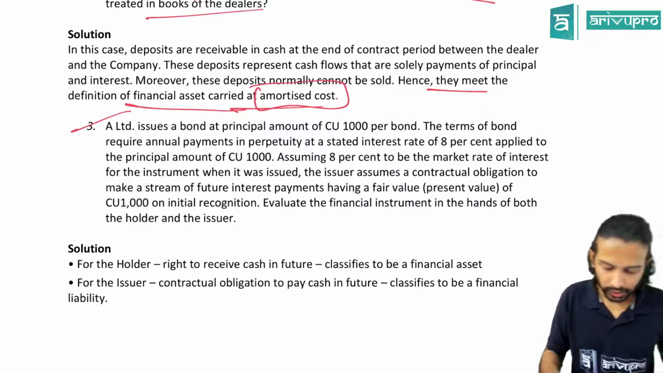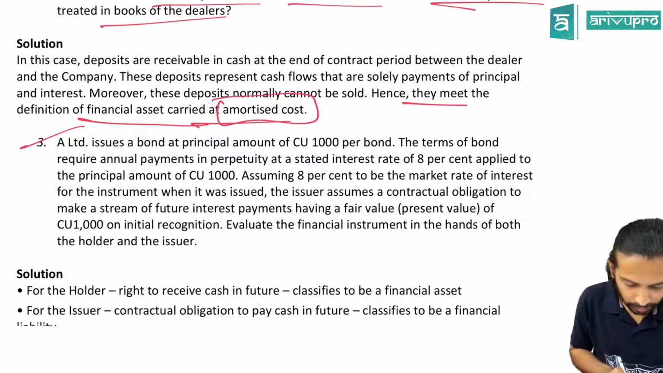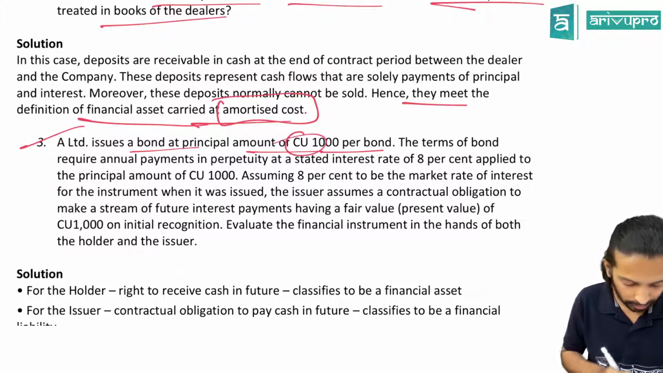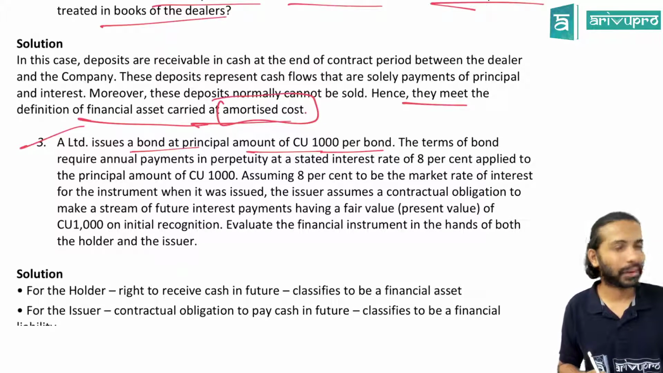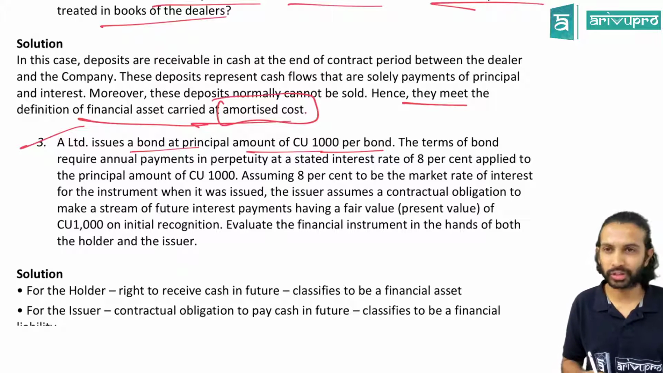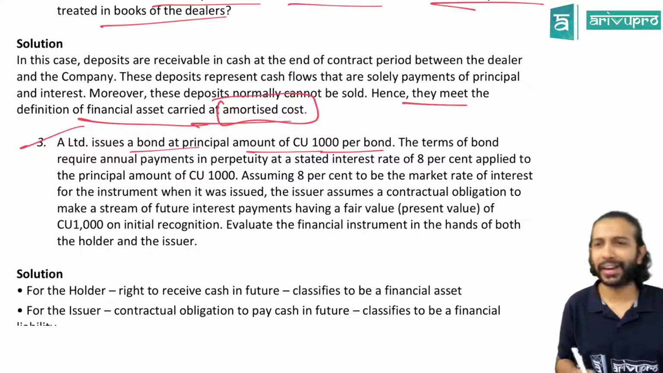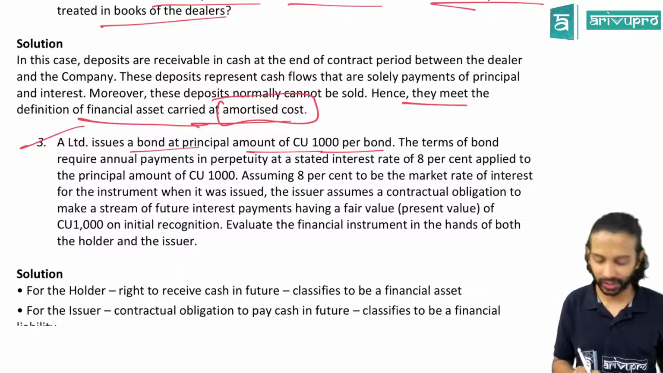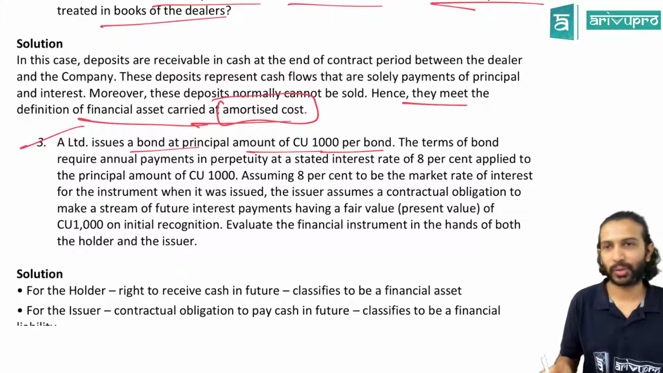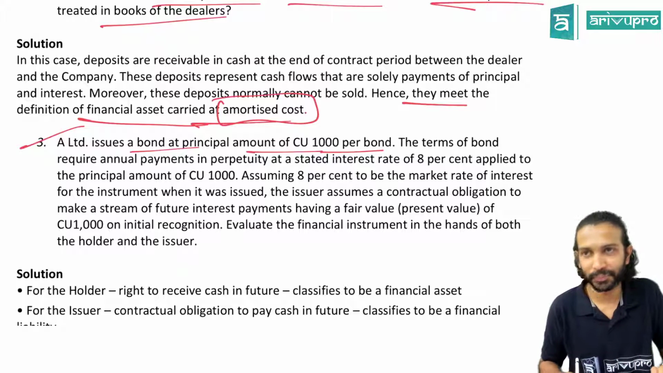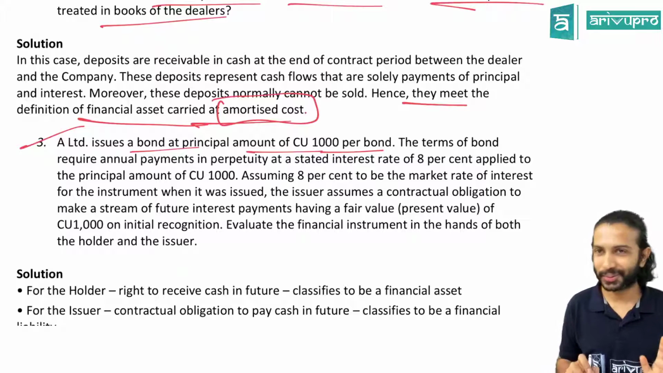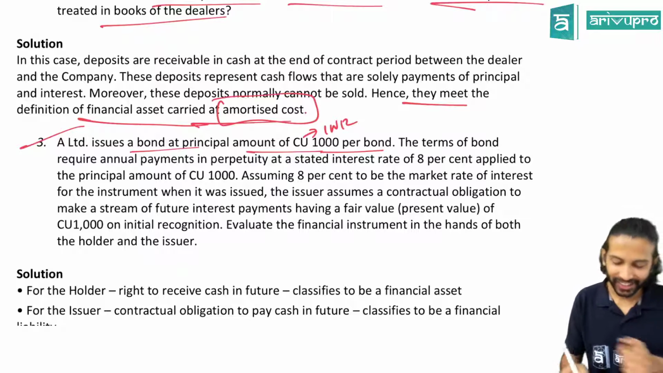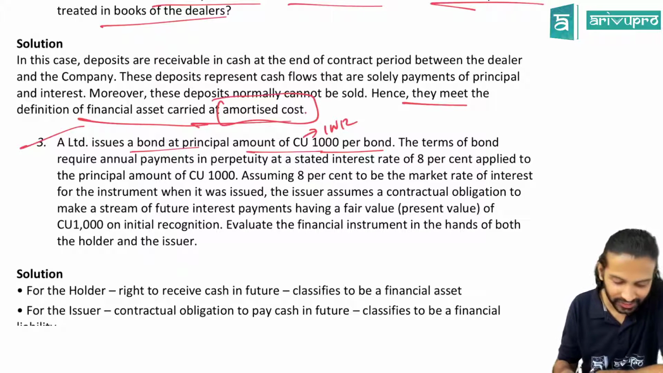Question number 3. A Limited issues a bond at a principal amount of CU per bond. Maybe this question is from IPCC or from IFRS books. It's a currency, sir, it should be INR. I have not yet made the correction. All this is a study material question. CU is a currency. Think like INR only when you read the question. INR 1000 rupees.